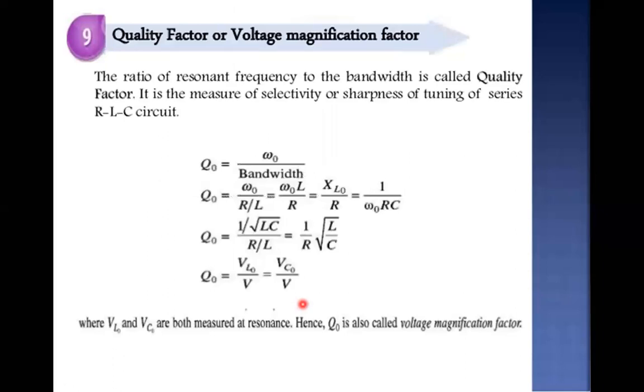The ratio of resonant frequency to the bandwidth is called quality factor. It is a measure of selectivity or sharpness of tuning of a series LCR circuit. So Q naught is equal to omega naught by bandwidth. If you substitute all these values, you will get Q naught is equal to 1 by omega naught RC, and here you will get Q naught is equal to VC out by V or VL out by V.